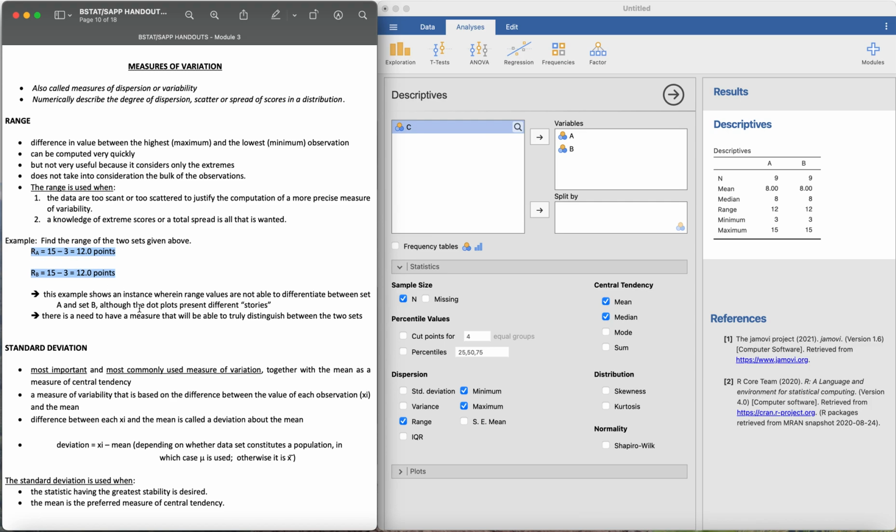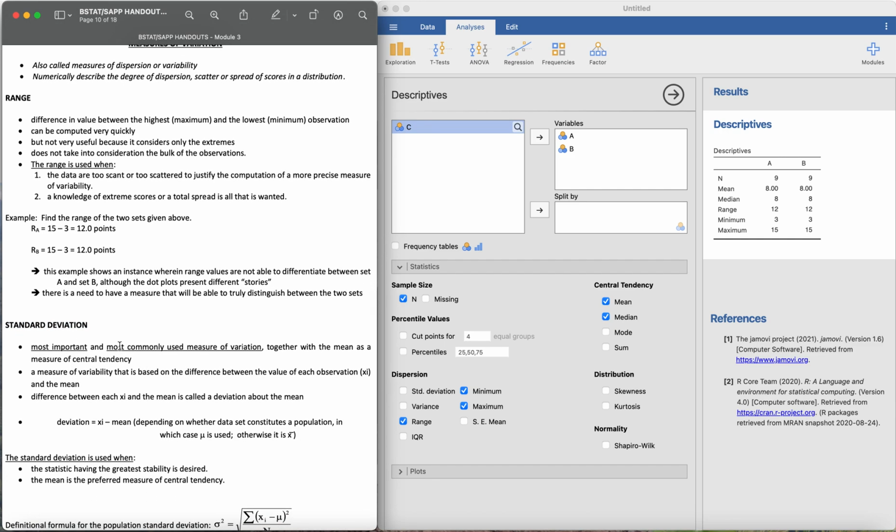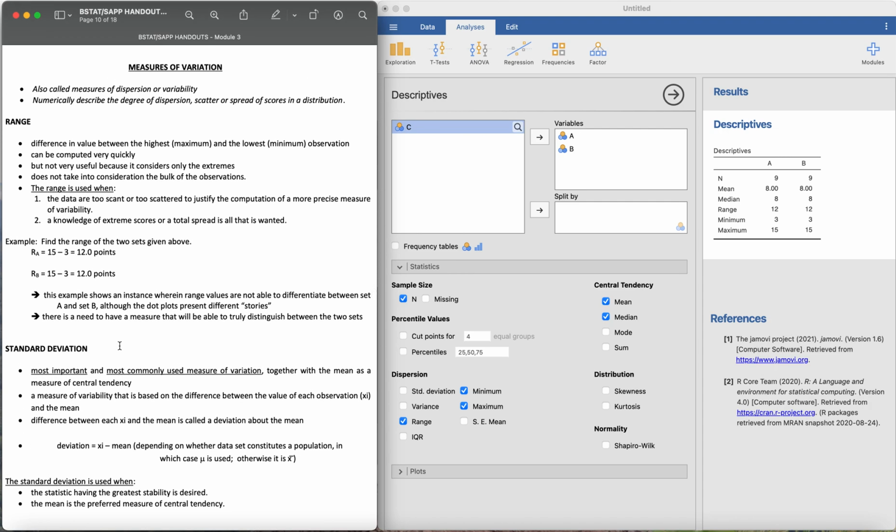So there is a need to have a measure that will be able to truly distinguish between these two sets. That is actually the standard deviation, shorthand for SD. This is the most important and the most commonly used measure of variation, together with the mean as the measure of central tendency. That's why when we reach the lesson for normal distribution, the mean and the standard deviation are paired up together to get the best picture of a standard normal distribution.